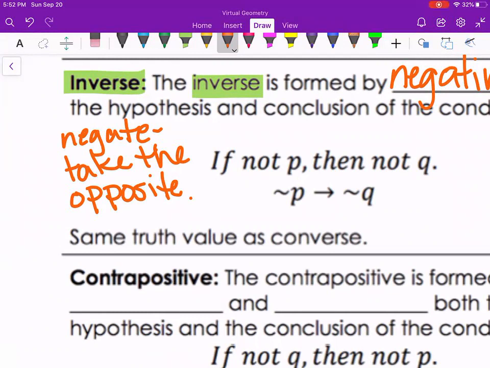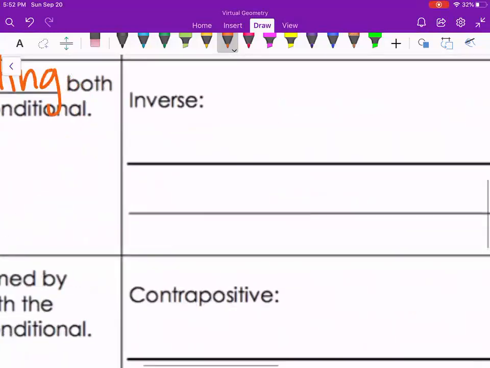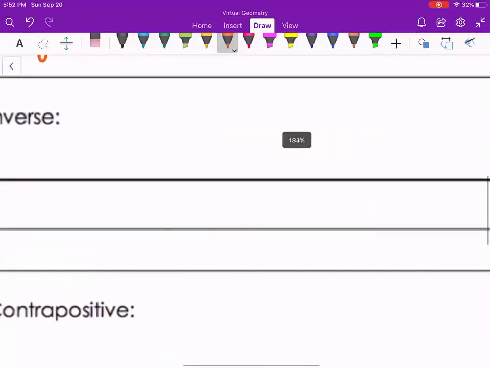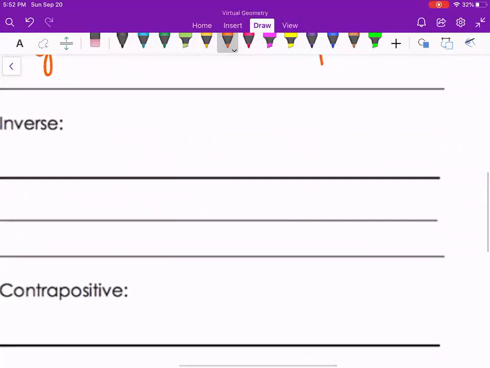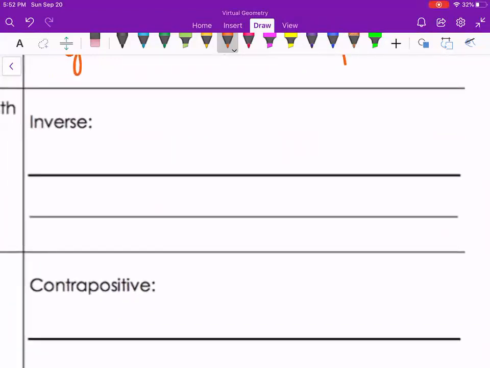I don't negate something by saying it is hot and then I say it is cold. That is not a negation. It is either hot or it is not hot. It is either not cold or it is cold. That's how we negate. So if I take my same sentence that we had before, the same hypothesis and conclusion, we rewrite it. But we just leave the order the way it was at the beginning, your original conditional.